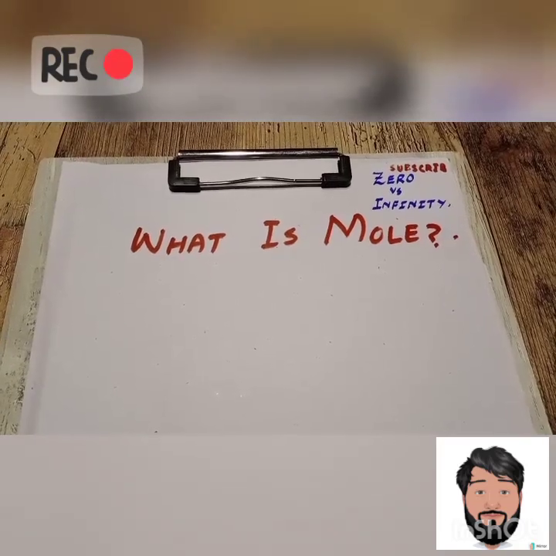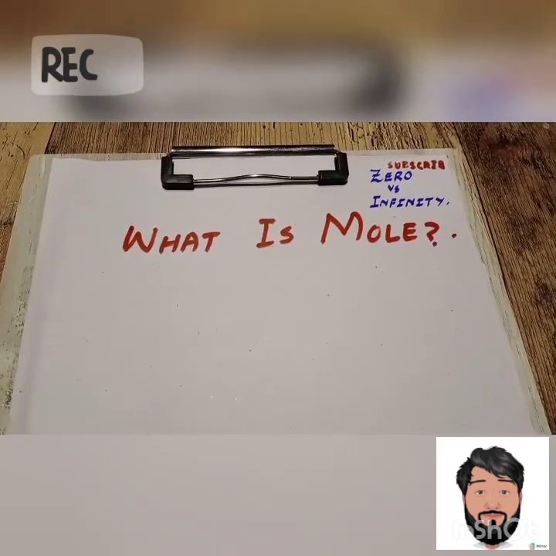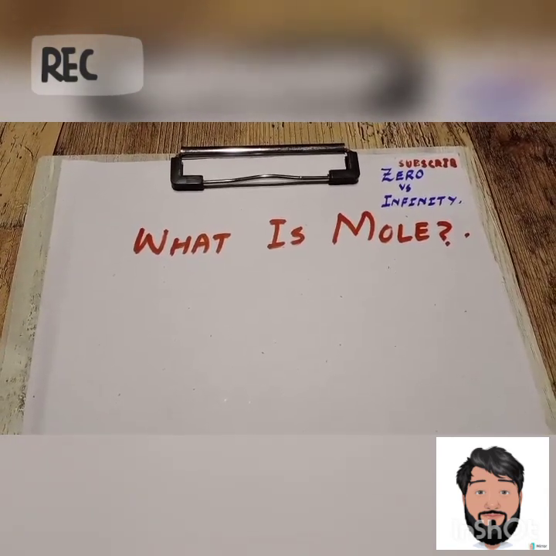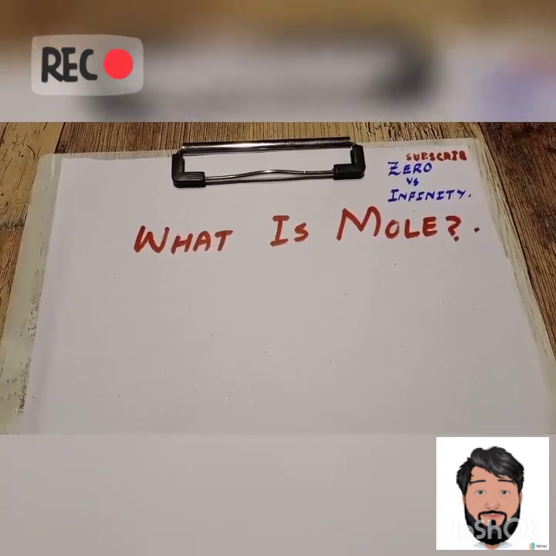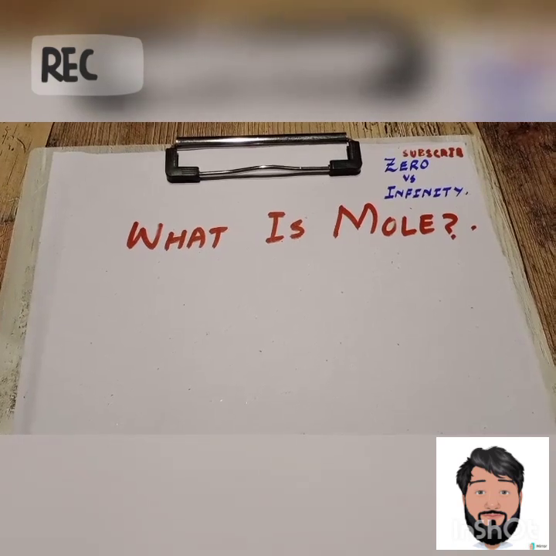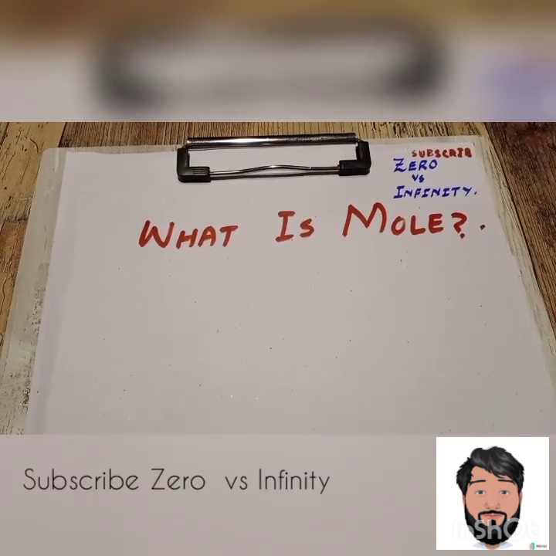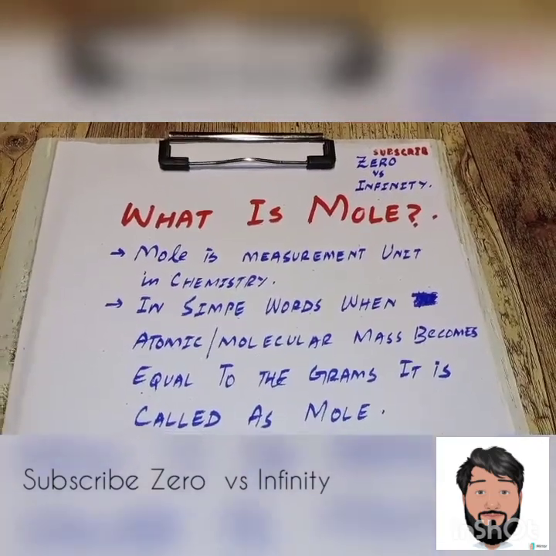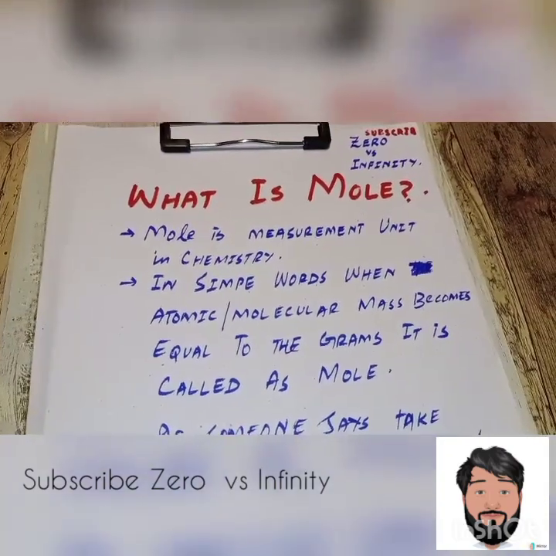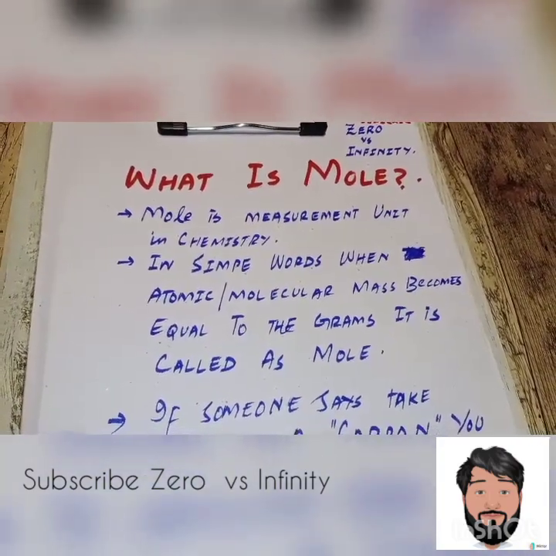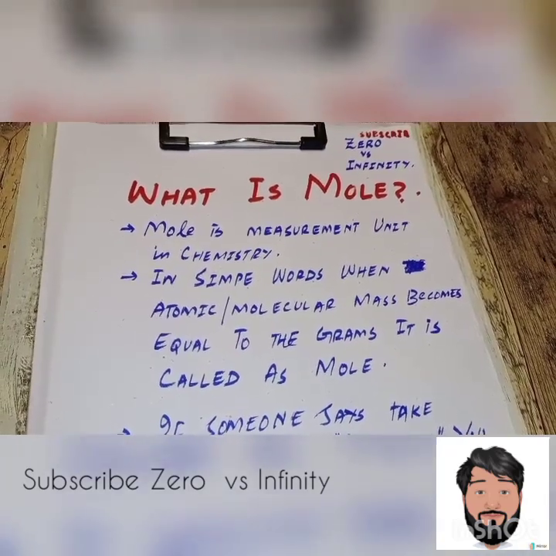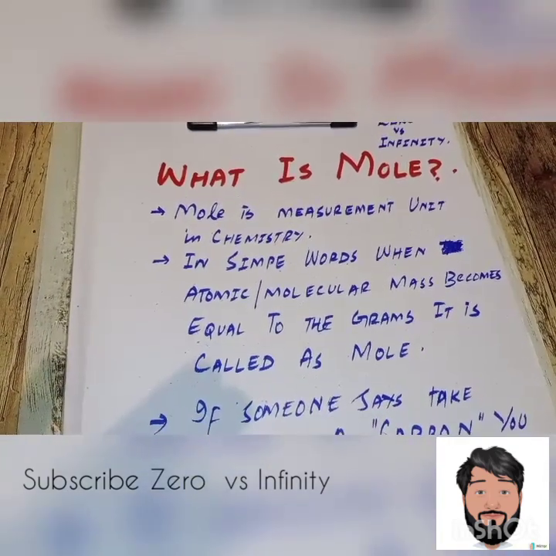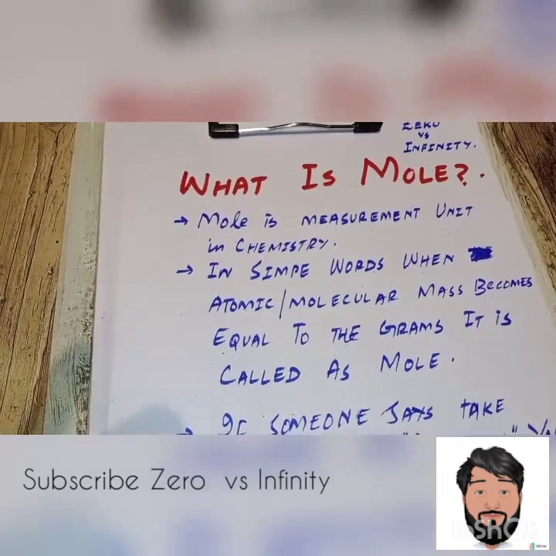In chemistry, we use the mole as a basic measurement unit for elements and compounds when we have to study some compounds at a practical level or do some practical work in the lab. So we are very concerned about the mole. The mole is the measurement unit in chemistry. In simple words, when atomic or molecular mass in grams is taken, it is called 1 mole. So when you take a quantity in grams that is equal to the atomic or molecular mass, it becomes 1 mole.